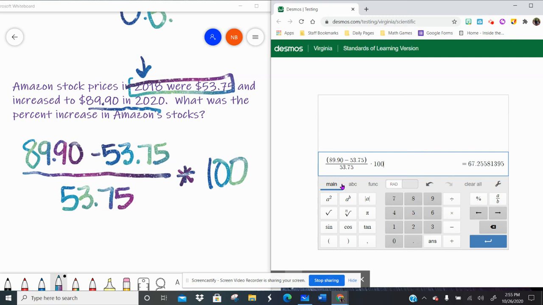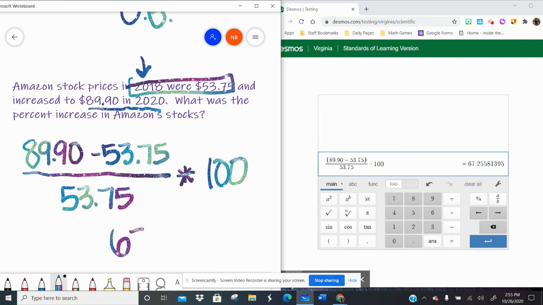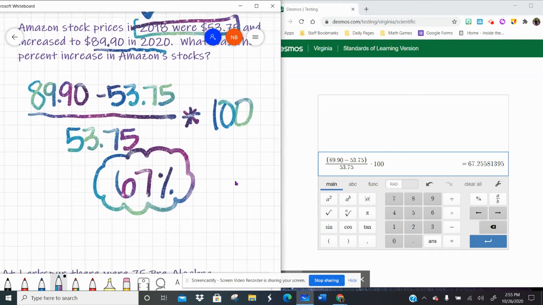Let's round this to the nearest whole number. So Amazon stock went up 67% during all that crazy pandemic shopping, right? That makes sense. It increased.